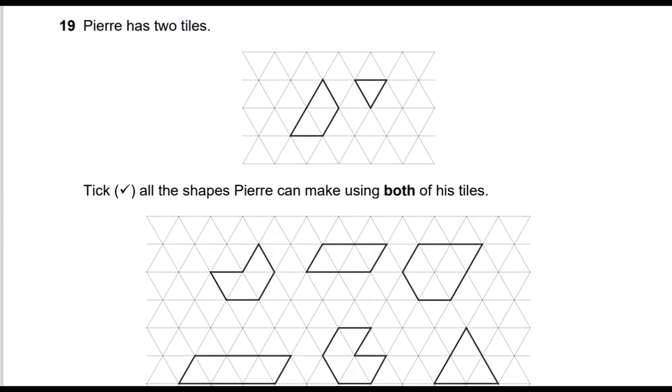Next, number 19. Pier has two tiles. Tick all the shapes the pier can make using both of these tiles.